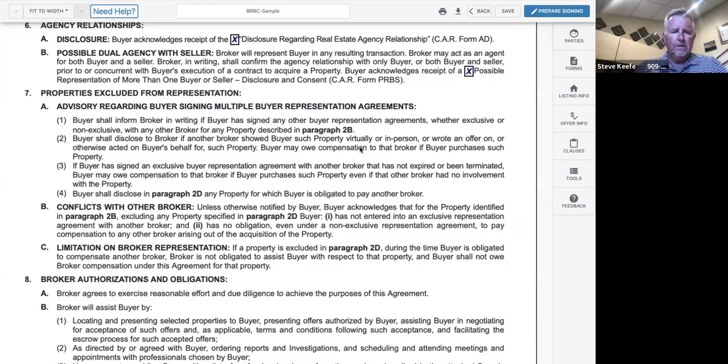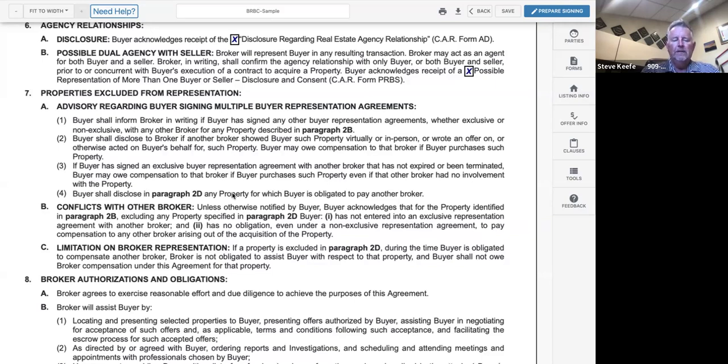Let me read that to you so that it's maybe a little bit more clear. Limitation on broker representation. If a property is excluded under paragraph 2D, during the time buyer is obligated to compensate another broker, broker is not obliged to assist the buyer with respect to that property, and the buyer shall not owe broker compensation under that agreement for that property. So that's not exactly what I just said it was. I'm thinking of a different paragraph.